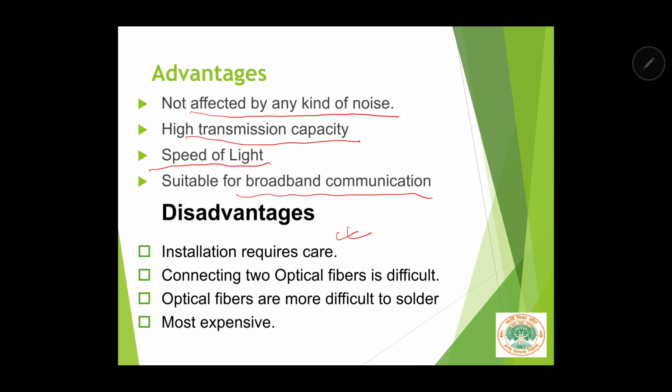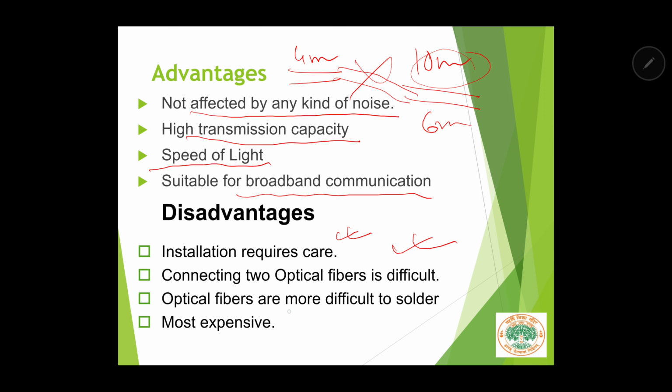Connecting two optical fibers is difficult. So let's say you require 10 meter length of cable. If you have an optical fiber of length 4 meter and another optical fiber of length 6 meter, and if you are thinking of joining these two optical fibers, then it is not possible. The entire length of 10 meters should be done only with the help of optical fibers. Optical fibers are more difficult to solder, so you cannot connect them properly if the entire length is not of optical fibers.